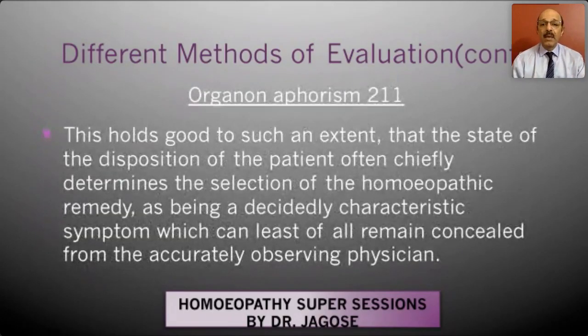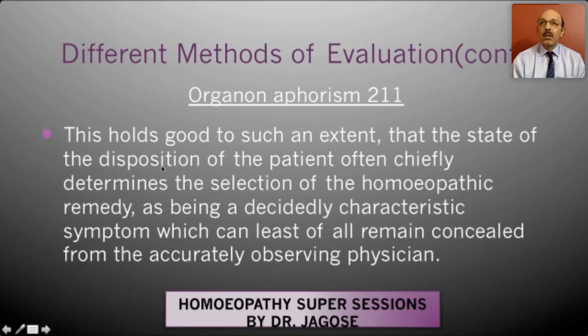In aphorism 211, he says, this holds good to such an extent that the state of disposition of the patient often chiefly determines the selection of the homeopathic remedy. Now, this is very important under mental disease, 210 to 230, especially in aphorism number 211, where he gives you the importance of the word disposition. So basically, you have to identify the disposition of the patient.